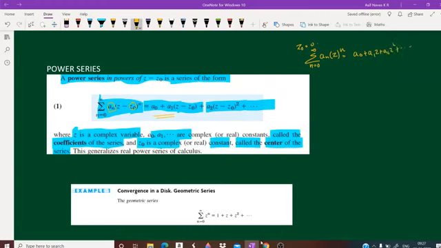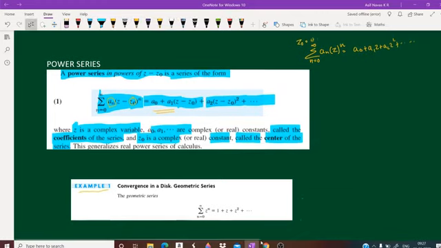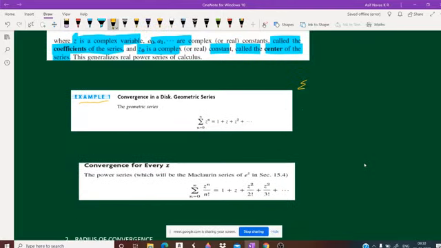Now I will give you an example: the geometric series. You already know what a geometric series is, right? The geometric series is sigma n equal to 0 to infinity z to the power n, which is equal to 1 plus z plus z squared plus etc.